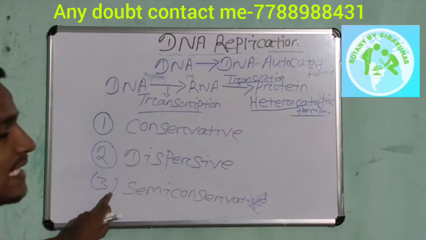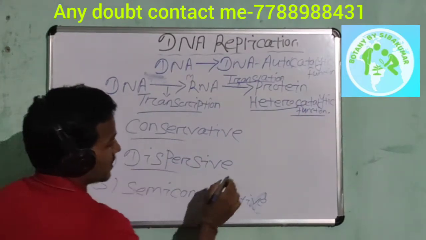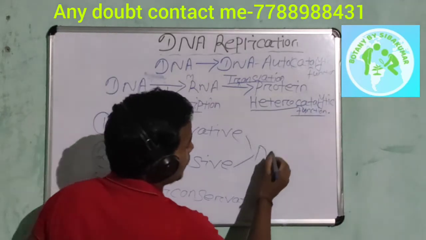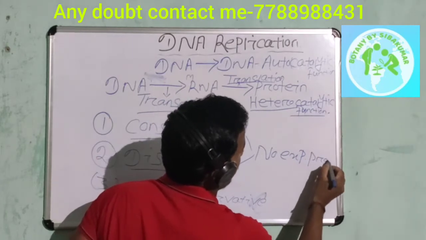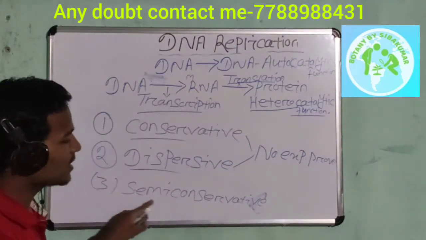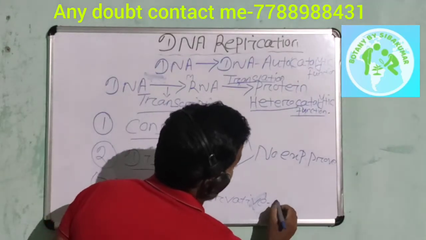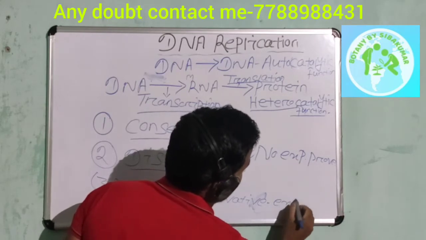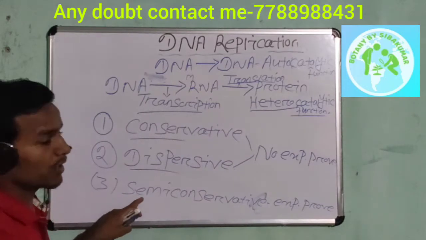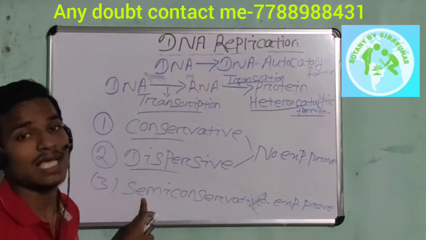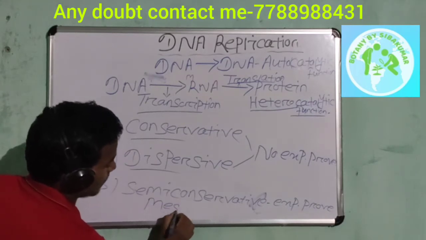Out of the three DNA replication processes, for the conservative and the dispersive there was no experimental proof. But in the case of semi-conservative DNA replication, there is experimental proof. And this experimental proof was given by two scientists, Meselson and Stahl.